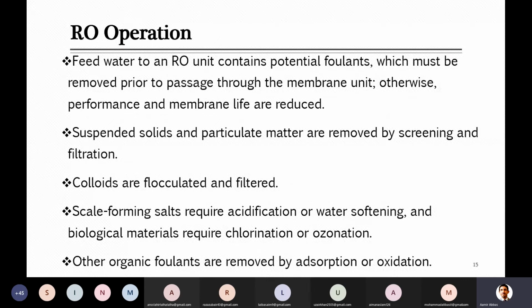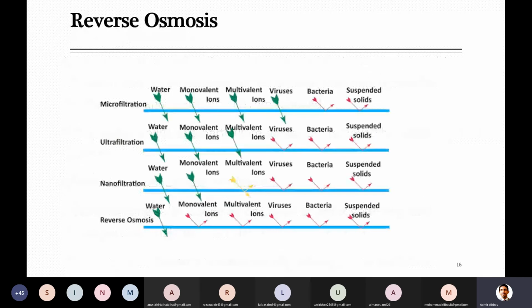And these scale forming salts are those salts which can form scale on the surface of the membrane, so they are removed before bringing the water to the membrane, because they will deposit on the surface of the membrane and block it. You will need cleaning again and again. Some other species and chemicals are removed either through oxidation or adsorption. So this is one quick go through of this diagram.